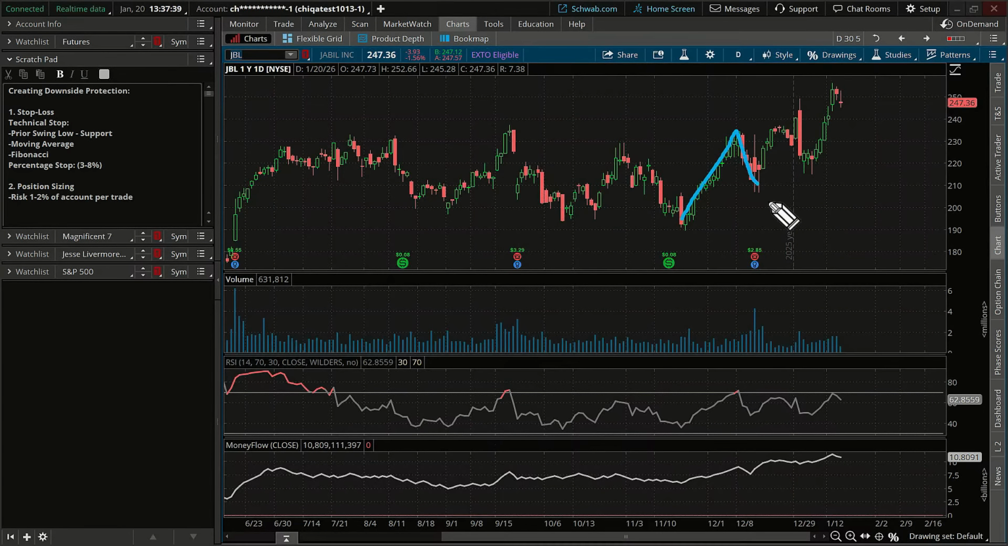Now, we did mention that we could put a percentage stop. We could also put a stop below the low of the move here. In other words, if we were to get a sign of a bounce right there, which we did, we could have an initial stop set in place right here, below that level, perhaps.